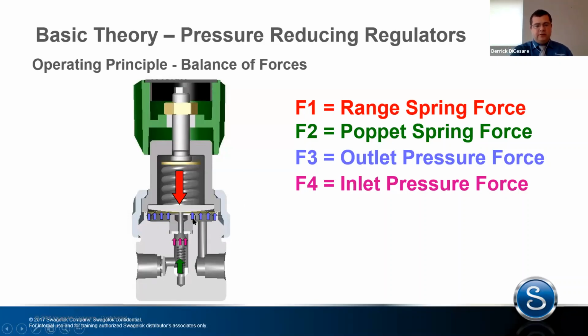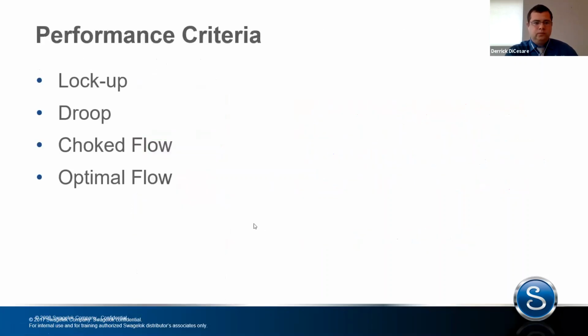So if we're looking at the direction of where all those arrows are going, we end up with a balanced equation of F1 being our downward force, having to equal F2 plus F3 plus F4. So that's the equation that this regulator, and all regulators, are trying to achieve under normal operation: a harmonious balance of forces from the spring force to all of these other inlet, outlet, and poppet spring forces. We're going to come back to that equation in a little bit just to see if everybody remembers.